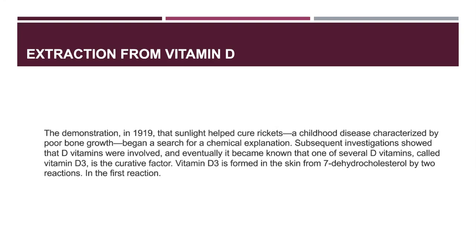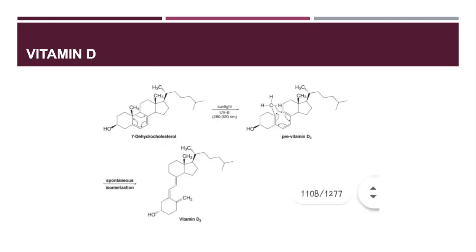it's a therapeutic factor. Vitamin D3 is formed in the skin from 7-dehydrocholesterol by two reactions. In the first reaction, the 7-dehydrocholesterol, when exposed to sunlight, is converted into pre-vitamin D3, and when pre-vitamin D3 is spontaneously isomerized, it converts into the vitamin D3 molecule.